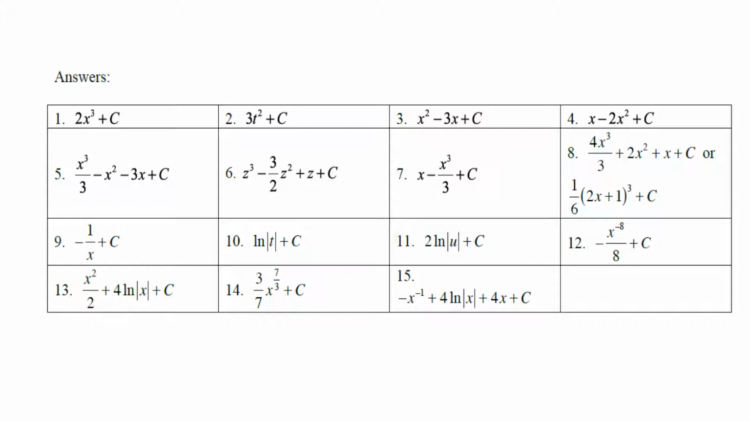These are the answers applying the rule of integration from the questions from the previous slide. So please make sure your answers actually match these answers. Remember to try.